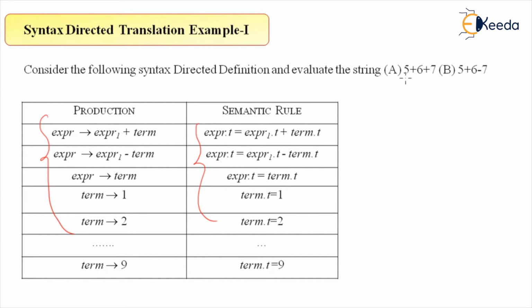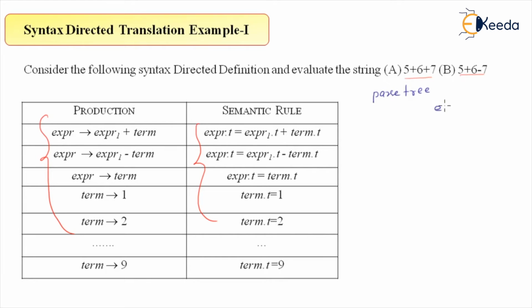So here we have to translate this string 5 plus 6 plus 7 or 5 plus 6 minus 7. Okay, so the first step of doing this is I'll use this grammar and I'll draw the parse tree for it. So we'll start our translation by drawing the parse tree.